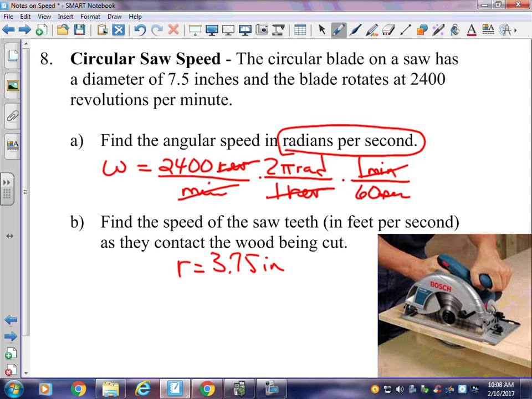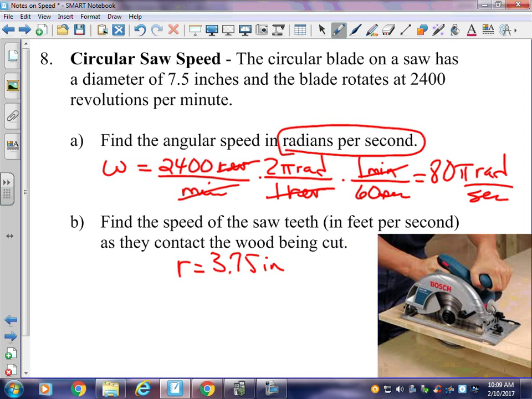Alright, so now we're going to do 2,400 times 2 divided by 60 to put it back on my pi, because pi has to be a number in front of it for all these numbers being multiplied and divided. 80 pi? Okay, 80 pi radians per second, because that's the only units I have left.